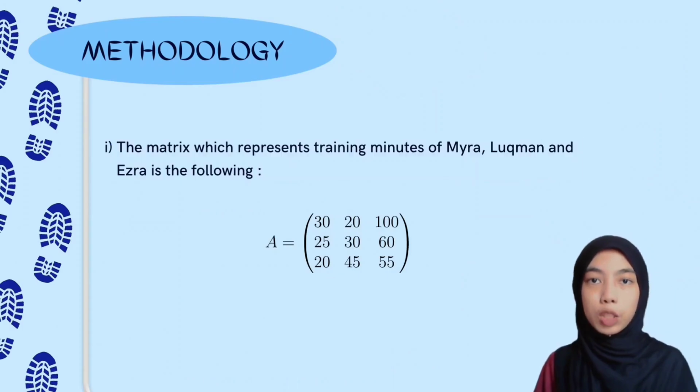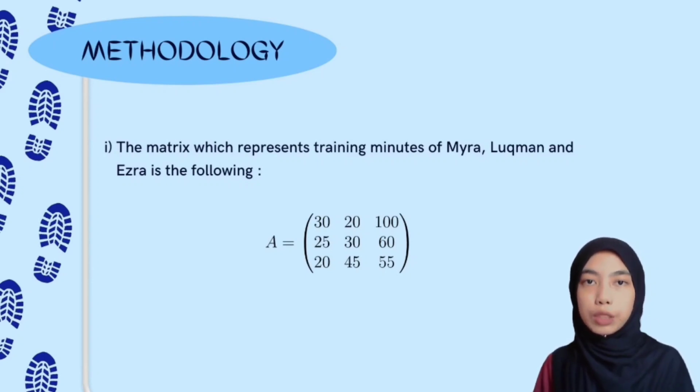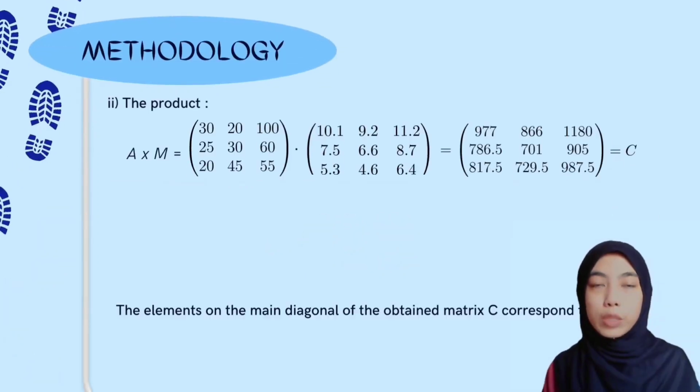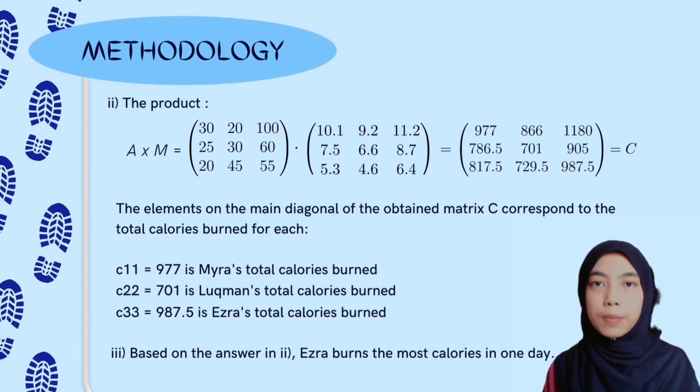Let's move on to the methodology on how to solve each of the questions. For the first question, we can come up with this matrix A, where the first to the third rows represent Mira, Lukman and Ezra's training minutes for each sport, while the first to the third columns represent the type of sport they did, which are long jump, shot put and stone spear. Next, for question 2, we need to find the product of matrix A and matrix M, and we can label it as matrix C as shown in this slide.